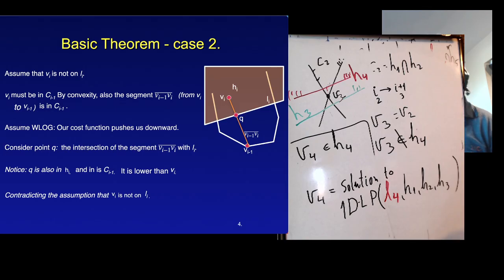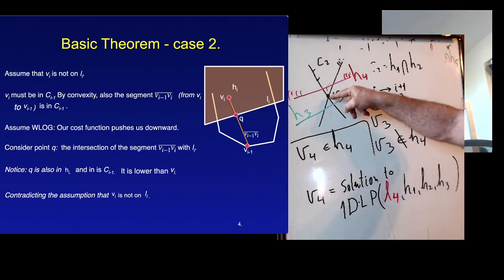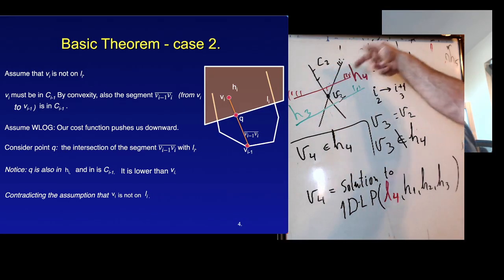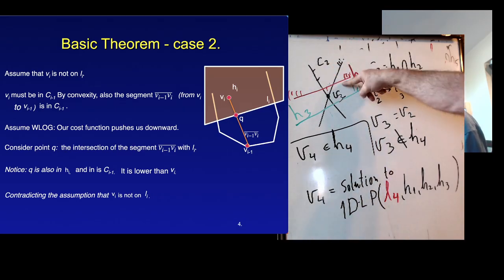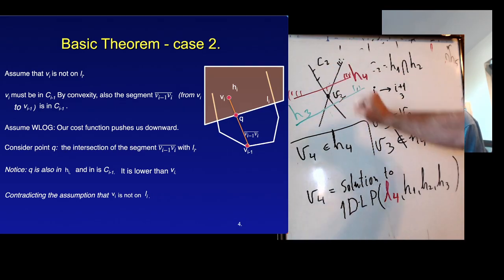So H4 is disturbing. And what am I trying to convince you of? What do you think the new solution would be? Where is V4 in this example? Maybe it's intuitive enough in this tiny example. Where is V4?